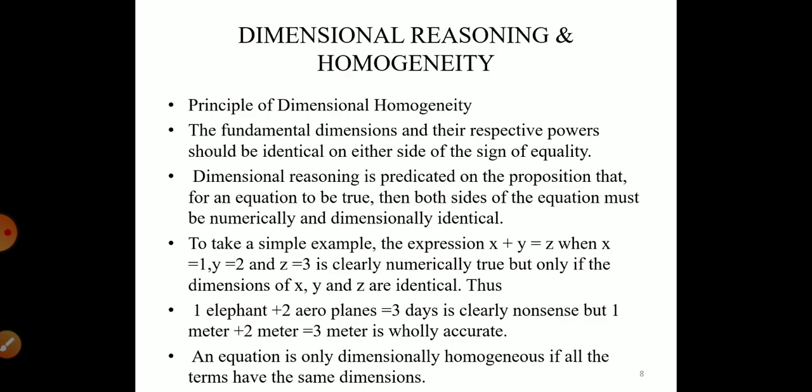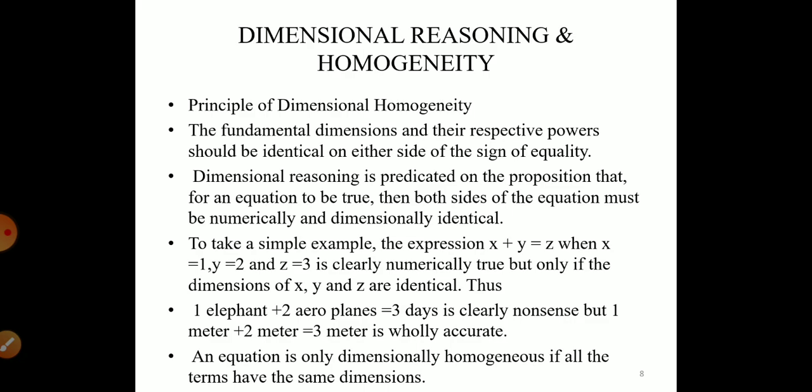There are some principles of dimensional homogeneity. The fundamental dimensions and their respective powers should be identical on either side of the sign of equality. Second, dimensional reasoning is predicated on the proposition that for an equation to be true, both sides of the equation must be numerically and dimensionally identical.